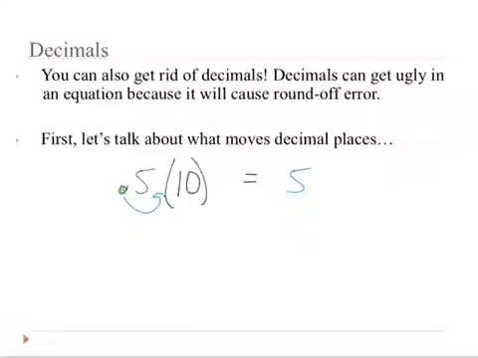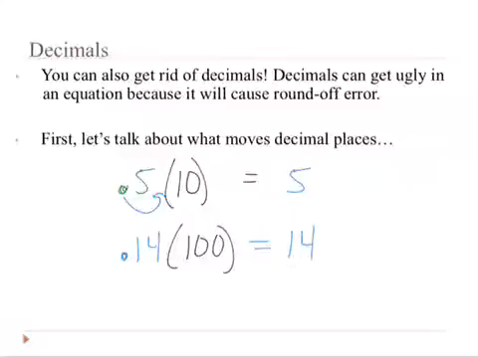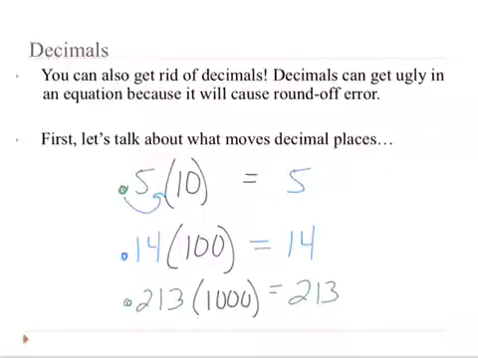Okay, what if I have 0.14? Well, 0.14, I want it to become 14. Well, 0.14 is 14 hundredths. So I'm going to multiply it by 100 to get it to move over 2. And likewise, say I have the decimal 0.213, and I want that to become 213. Well, that's 213 thousandths. You will multiply that by 1,000 to get 213.